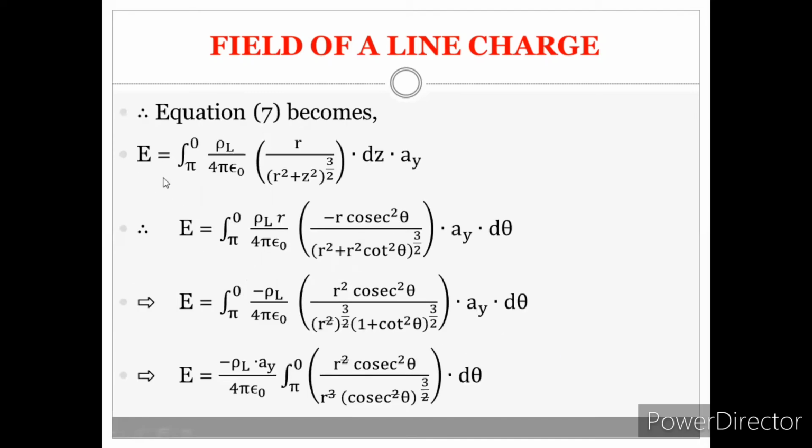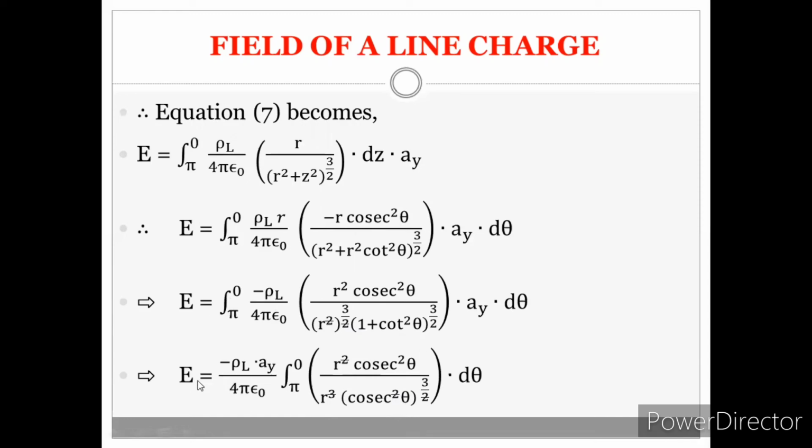So finally, the integration changes to E is equal to the integral from pi to 0 of rho L by 4 pi epsilon R divided by (R square plus Z square) raised to 3 by 2 dz ay. Now substituting the values in the above equation, what do we get? dz is minus R cosecant square theta d theta. Z is R cot theta, so it is R square cot square theta. Take R square common: (R square) to the 3 by 2 into (1 plus cot square theta) to the 3 by 2. So the 2 gets cancelled, it becomes R cube, and 1 plus cot square becomes cosecant square theta there.